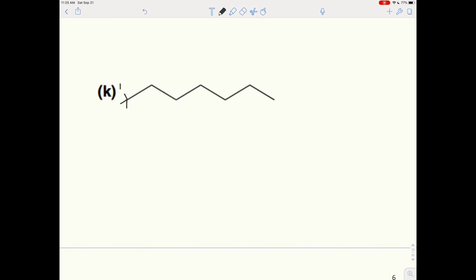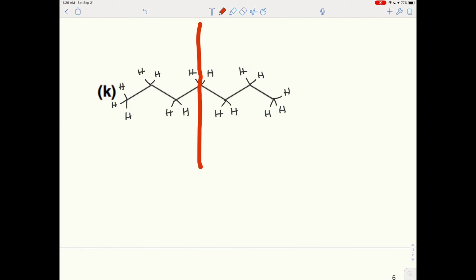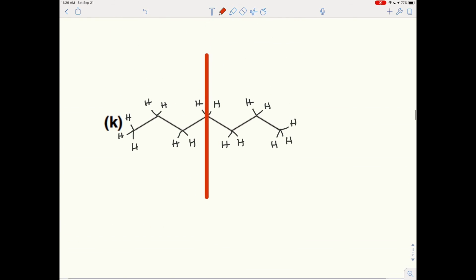Alright, so first let's fill in the hydrogens in K. And then we'll look for symmetry. So there is symmetry in this molecule. It goes right down the middle. Everything on the left and the right side of the molecule is in the same electronic environment.